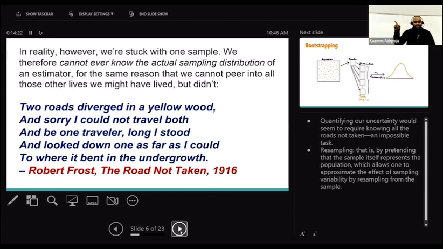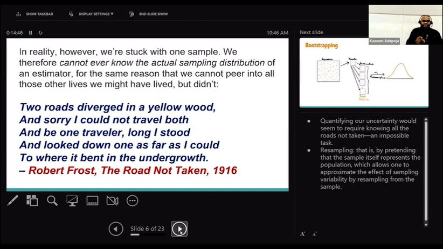Now, for the same reason, we cannot peer into all those other lives we might have lived, but didn't. There are some lives which we know we're supposed to live, but we didn't. Because the only way to look at the overall salary is when we have lived every life. That's not possible.